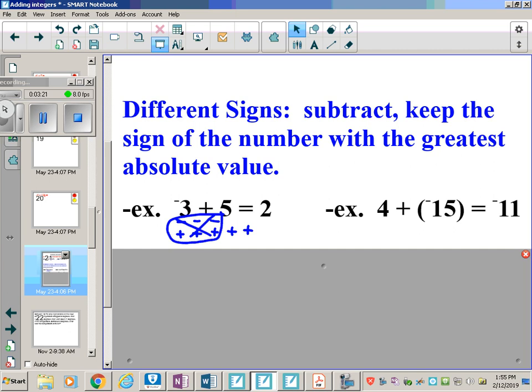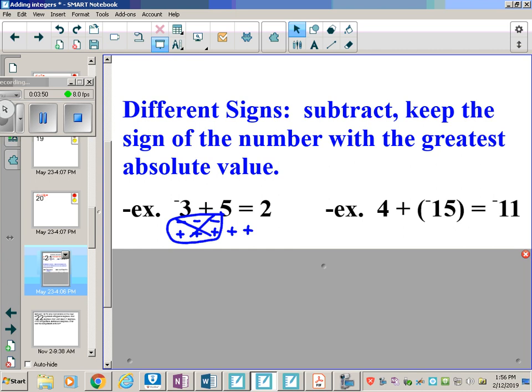The next one, 4 plus negative 15. For this one, I could draw it out, but I'd have to have 15 negatives. That's a lot, so this is where this rule starts to really help us. If you were to draw out 4 positives and 15 negatives, hopefully you see that 4 negatives and 4 positives cancel each other out, leaving us with 11 negatives. In other words, there are 11 more negatives than positives. That's why my answer is negative 11.